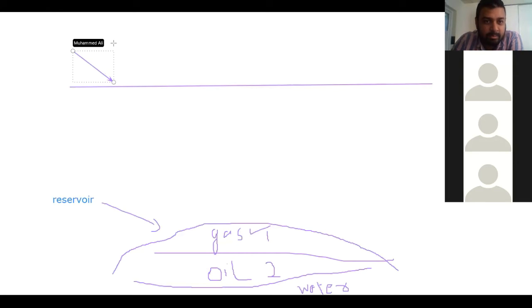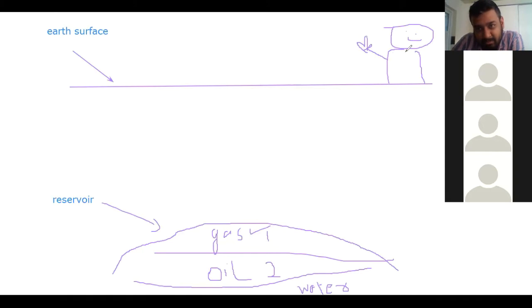We call this the surface of the Earth, or we can write Earth's surface. And let me draw, and we as humans are standing here. Now, let me make the hands also. My drawing is bad, but it's okay. We are standing here. This is Earth's surface.